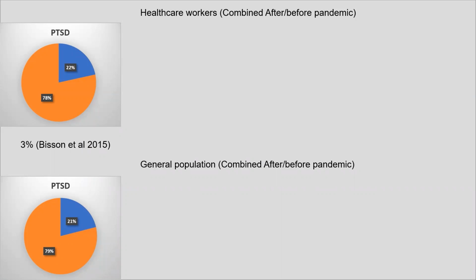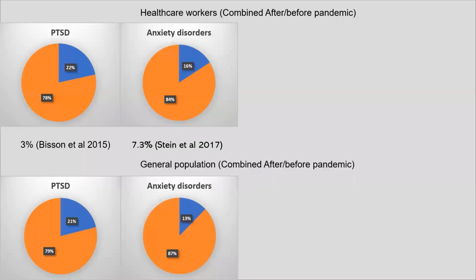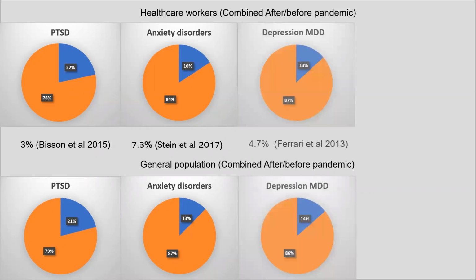So the first condition we're going to look at is PTSD, and PTSD was quite similar in both populations at 21 to 22%. You'll see this is substantially higher than what's typically expected in the general population. Next to this was anxiety disorder, and typically we'd be looking at 7.3% of the general population presenting with anxiety disorders. You'll see this is substantially higher again at 13% in the general population and 16% in the healthcare workers.